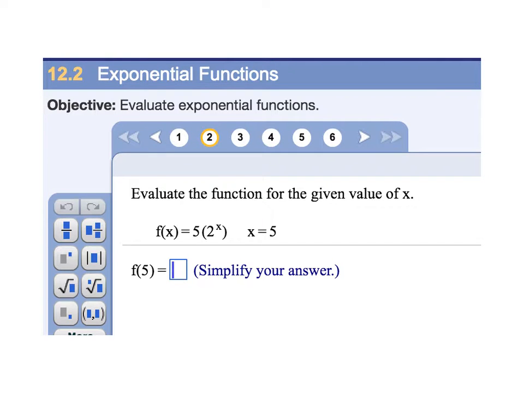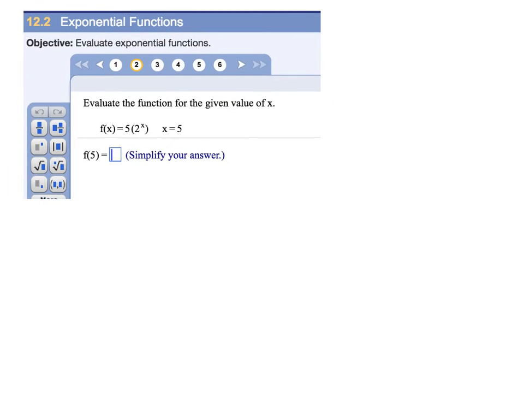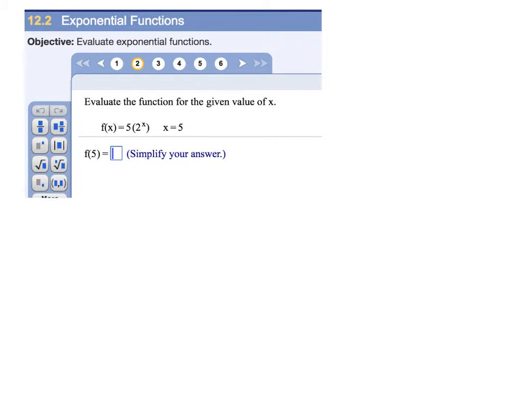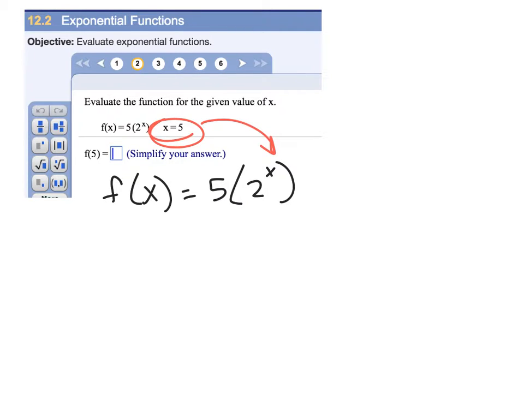So doing that again, now it's just going to get a little bit more complicated, no big deal. We start off with f of x is equal to 5 times 2 raised to the x power. And this 5 means we're going to replace the x with a 5. And so we've got 5 times 2 raised to the 5th power.